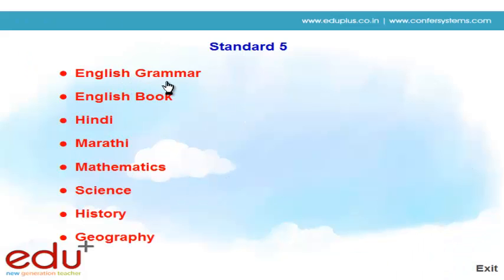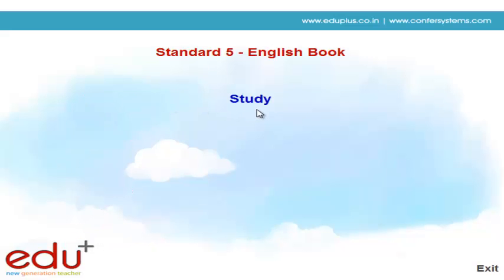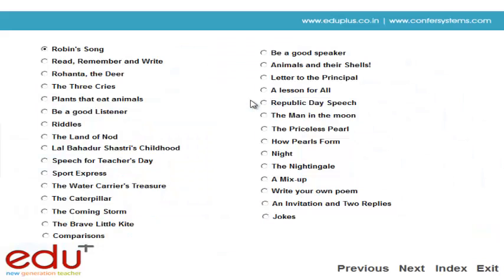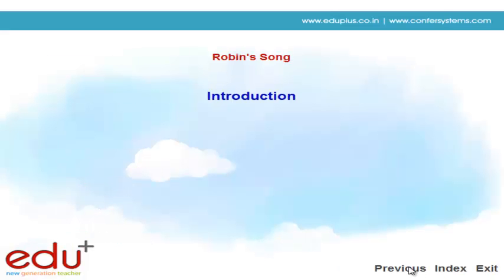After finishing the English grammar subject, we turn to the next subject, English book. In the English book, study is given. In the study, all chapters are given. Also friends, here we cover the whole textbook of English book. For example, we see the Robin's song topic. In this topic, introduction is given. In the introduction, we are giving whole information of Robin.